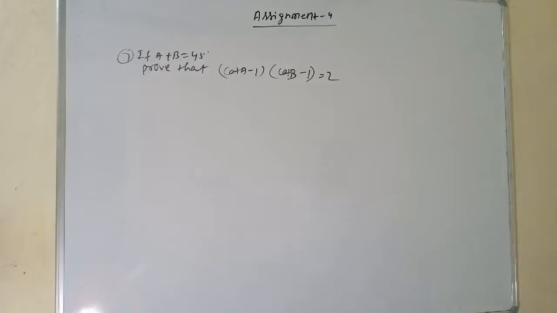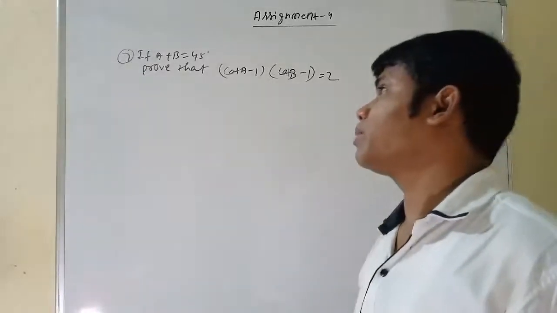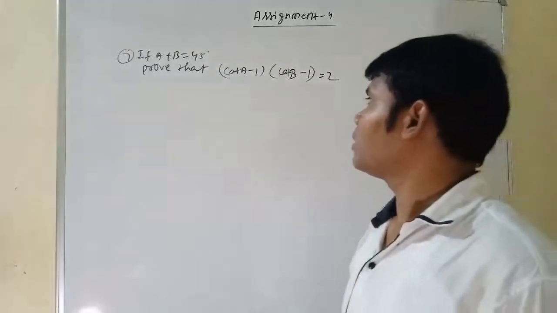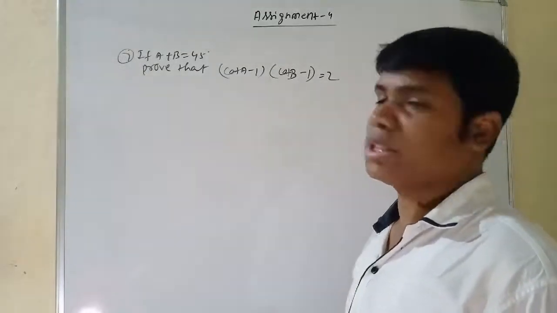You see the next question. The question is given: if a plus b is equal to 45, prove that cot a minus 1 into cot b minus 1 is equal to 2.